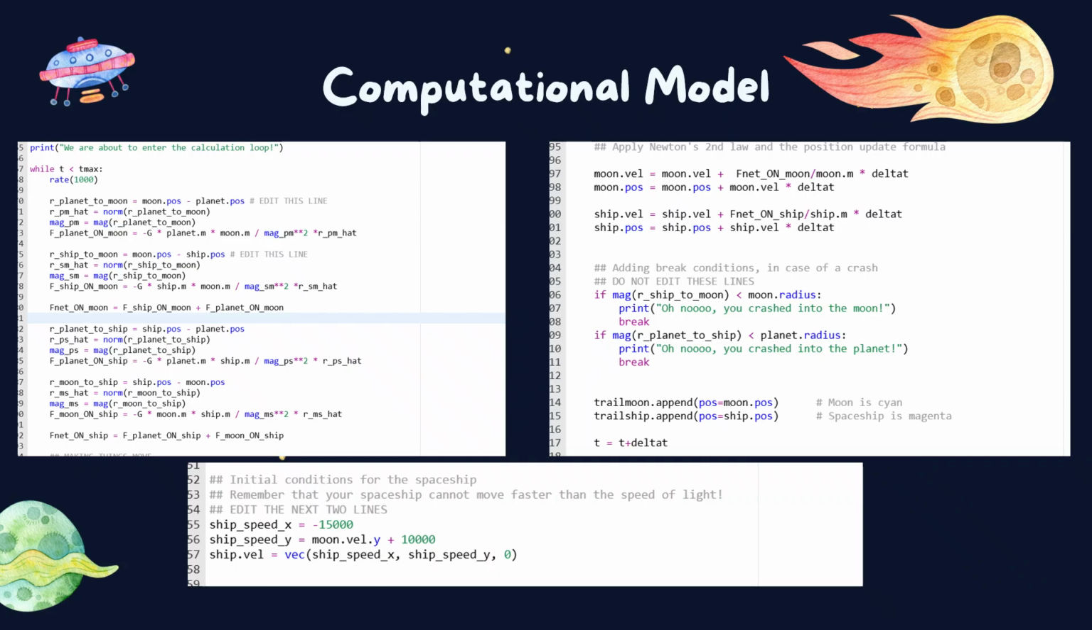So here is the computational model that I used. Here we can see that we're calculating the net forces. So this is the calculation for the net force on the moon. This is the calculation for the net force on the ship. And then here we're calculating the trajectories of both: here is the trajectory of the moon using both the velocity and position update formula. And this is the trajectory of the ship using both the velocity and the position update formula. And here at the end, you can see that this is what I set the initial velocity of the ship so that it can achieve a complex figure-8 orbit.